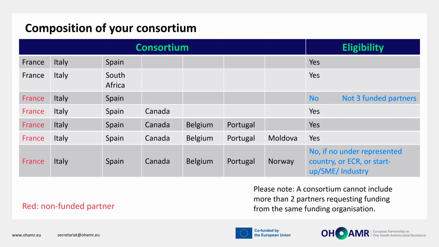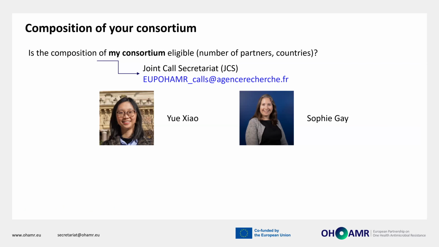Please note that a consortium cannot include more than 2 partners requesting funding from the same funding organization. And even though there are 2 UK funding organizations participating in this call, this rule still applies. This means that a consortium cannot include more than 2 UK partners requesting funding. For any questions about the eligibility of your consortium's composition, please do contact the Joint Call Secretariat: Yue Xiao, myself, and Sophie. We have the email address for the call on this presentation.